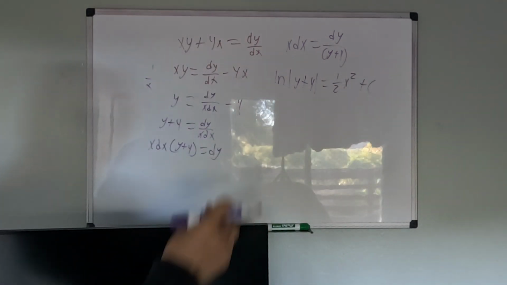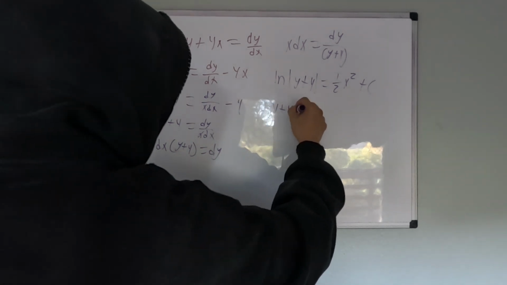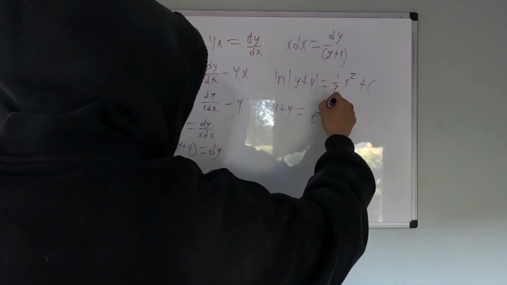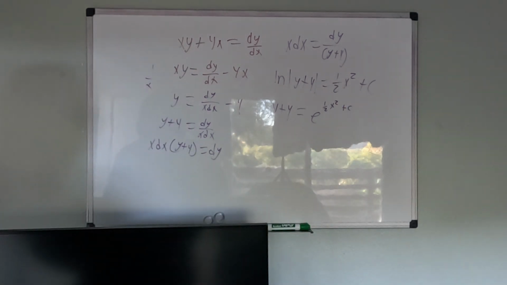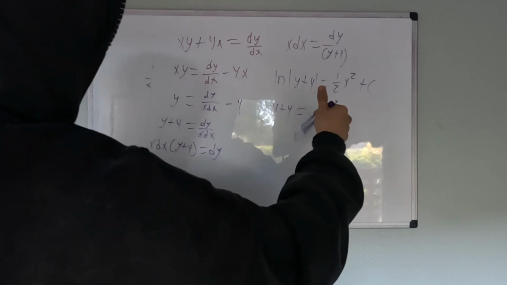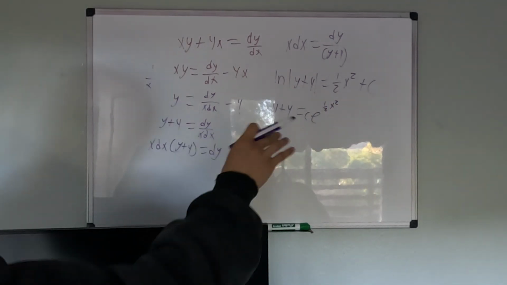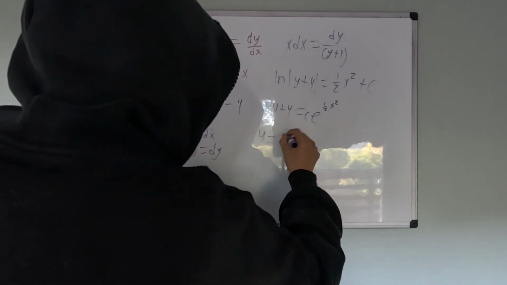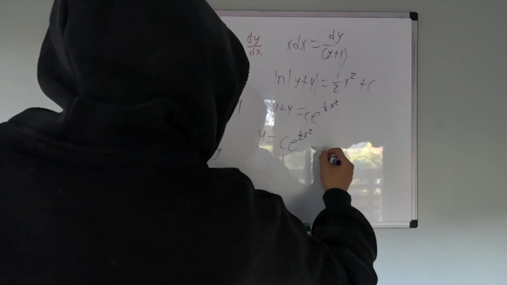And then now let's solve for this y right here. Got to exponentiate both sides. y plus 4 equals e to the 1/2 x squared plus c, okay? Once again, we know that this c right here is actually just a constant, that's that right there, right? Now, let's subtract 4 from both sides. So y equals c e to the 1/2 x squared minus 4.